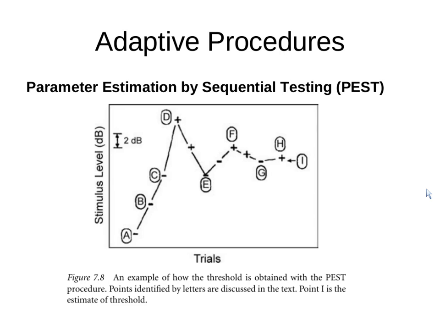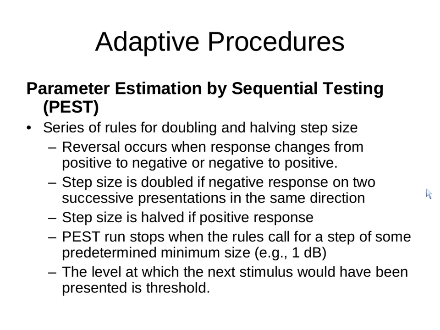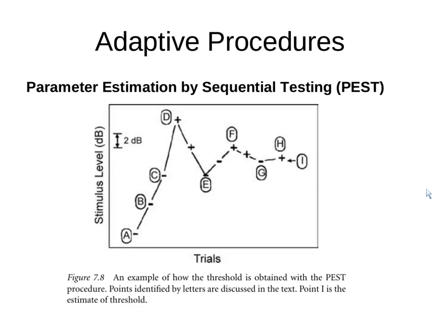And then if we move from E onto F, it looks like we got 2 negative responses, and then we ended up halving the step size. I'm sorry, 2 negatives should be doubling the step size. Yeah, 2 negatives would double the step size. And then for each positive, we're halving it.